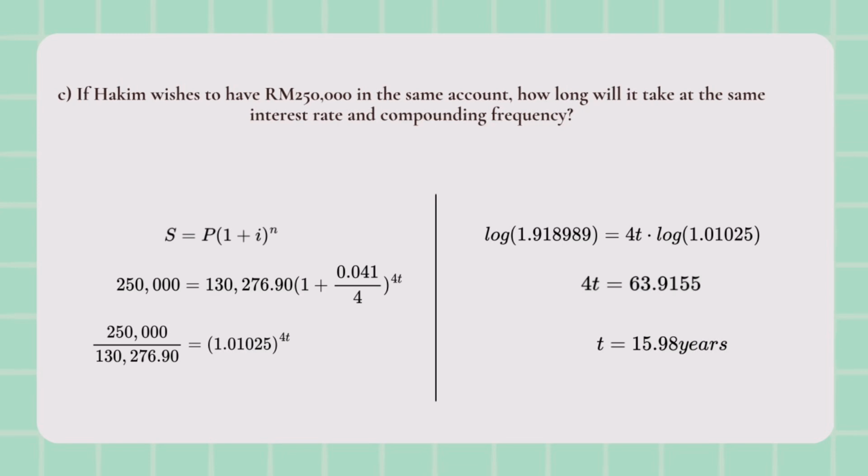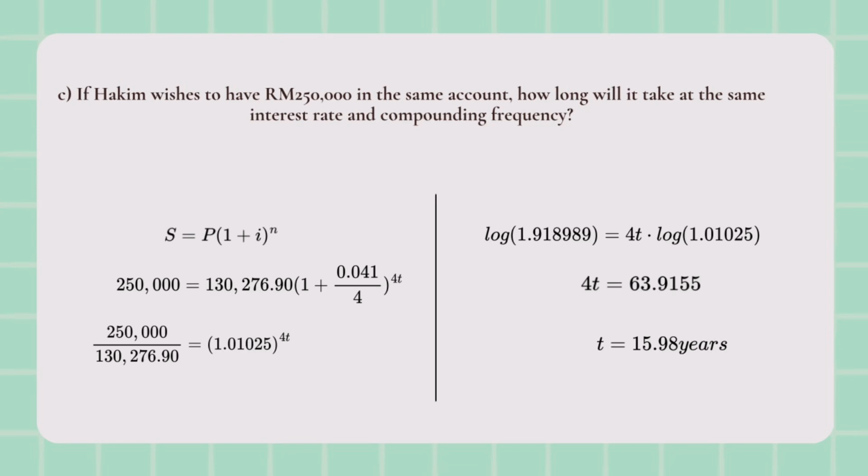So for this part, Hakim's investment account offers an annual interest rate of 4.1% compounded quarterly. From the previous part, we know that Hakim currently has 130,276 ringgit and 90 cent in his account, and he wants it to grow to 250,000 ringgit. So to find how long it will take, we use the compound interest formula. Since the interest is compounded quarterly, the interest rate per period is 0.041 divided by 4, which equals 0.01025, and the number of periods is 4t.